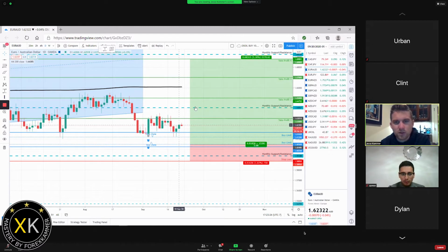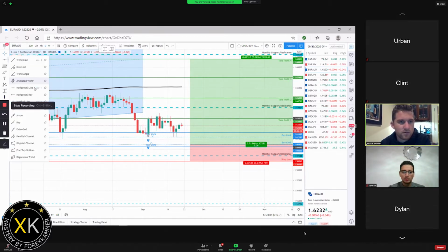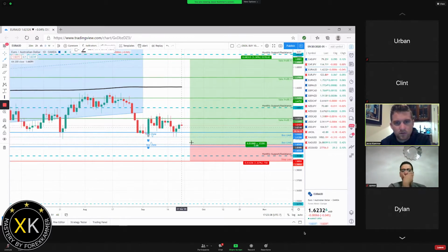Scenario 2 is pretty much we're going to see it come up to this monthly support and resistance this week. So I can kind of draw those out for you, right? We're going to see this probably push down, and then push up, right? In scenario 2, what we're going to see on Euro AUD is this continue to be bullish.